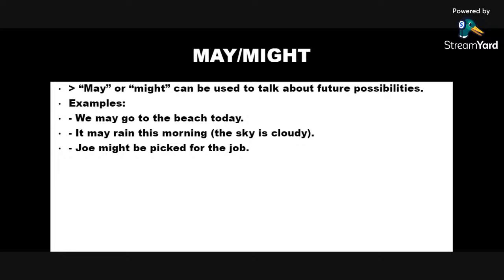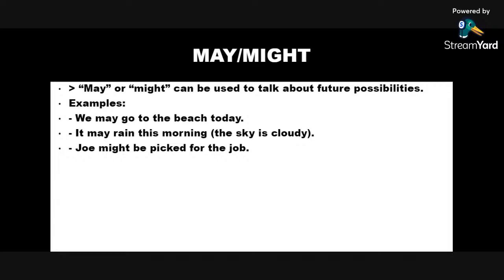For example, we may go to the beach today. It may rain this morning. You look at the sky, it's cloudy, but you are not really sure whether this particular weather gives you the assurance that it's going to rain. So you are not really saying it's going to rain. Because of the sign you have seen, you are saying it may rain this morning. And what you are saying is that it may or may not rain, as a matter of fact.